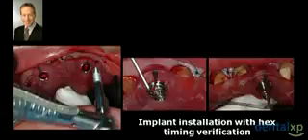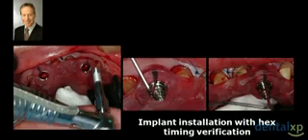But I want to call your attention to something that nobody talks about. When this implant mount and this implant enter that cylinder, the guidance does not begin until this implant mount engages the cylinder. In fact, your implant may not be entering the osteotomy correctly until there's this engagement. So there are errors that creep up in a number of different areas. But the hex timing is being checked.